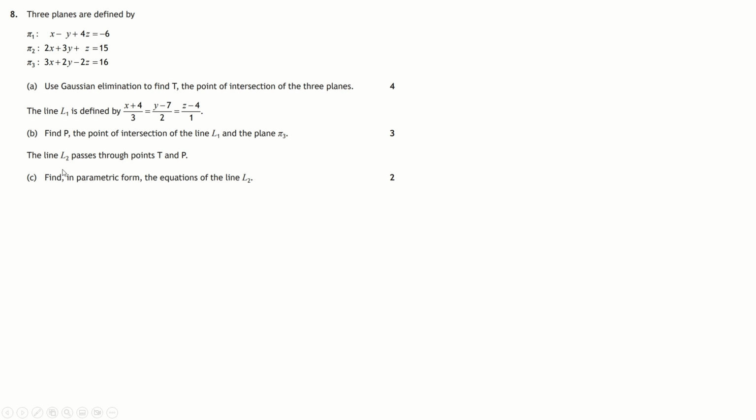Final question then. Find in parametric form the equation of the line L2. If you want the equation of a line, you need a point on the line and a direction that the line points in. So 2 points that lie on the line are T and P. And since L2 is a straight line, the direction of it must be the same as the vector TP. So that is just (0, 7, 7) if you just do T to P.